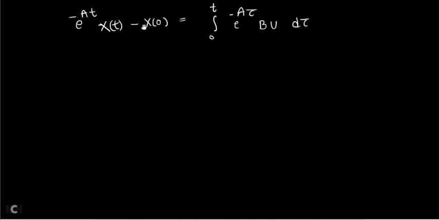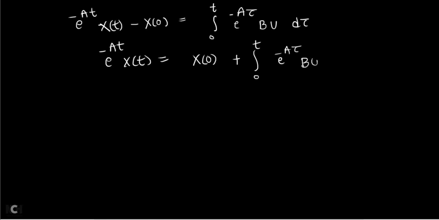Now can I take this x of 0, which is a constant? X of 0 stands for initial condition, which is a constant. Take it to the right hand side. E power minus at into x of t is equal to plus x of 0. Minus x of 0 becomes plus x of 0, integration 0 to t e power minus a tau b u d tau. Now this e power minus at, you take it to the other side. E power minus at becomes e power plus at.